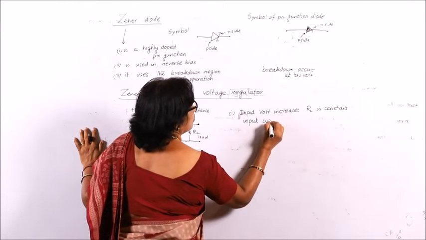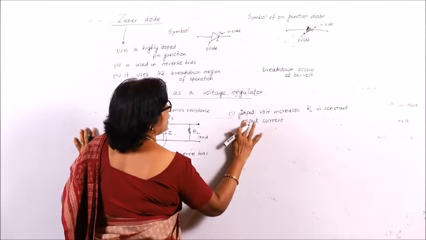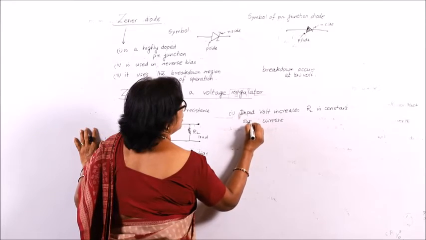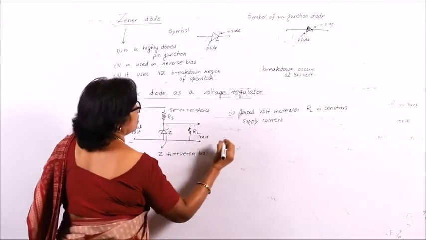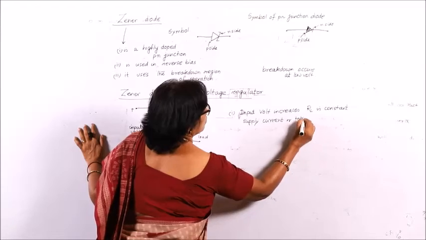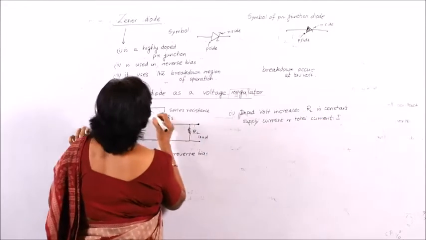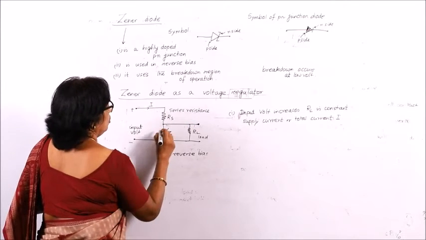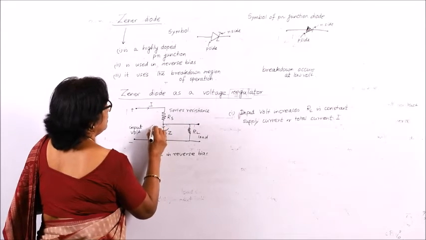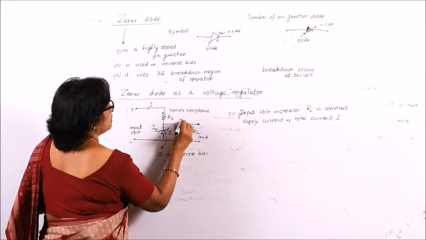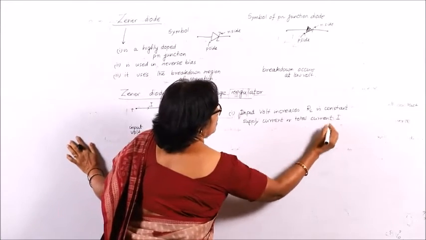Input current, that means supply current. When the supply voltage increases, the supply current, or total current, let me give it a name I. So this is I. Current in the Zener is Iz. Let us say current in the load is IL. So current I increases.